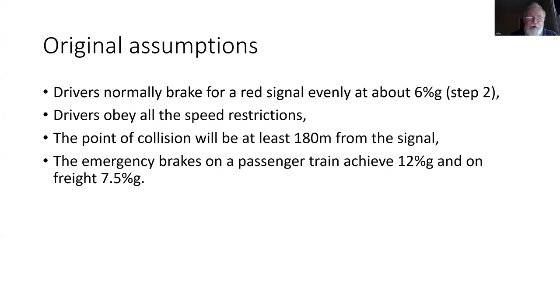The rules also assumed that one would have a standard overlap at each signal, so any point of collision would be at least 180 meters from the signal. And it was also assumed that the emergency brakes on a passenger train would be able to achieve 12% G, and on a freight train, 7.5% G.